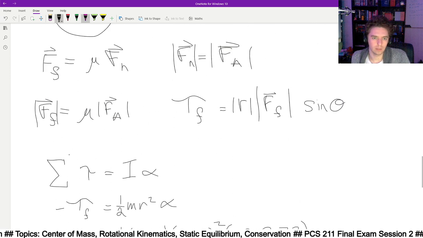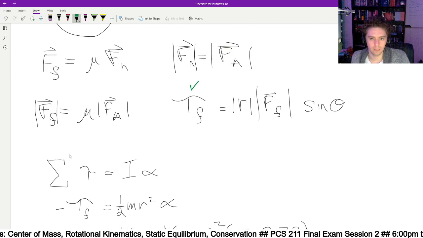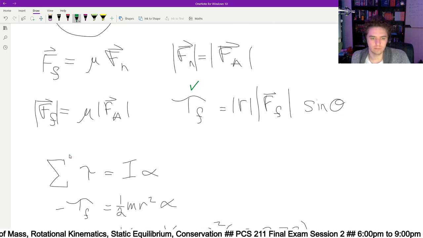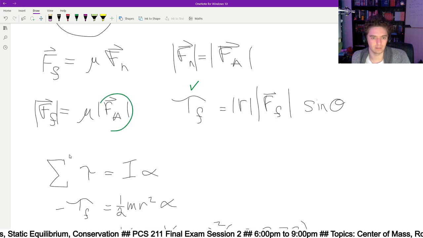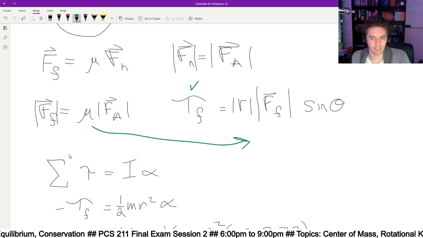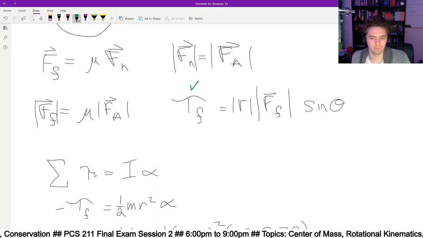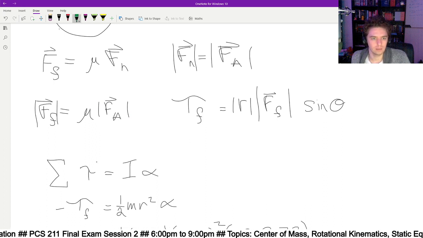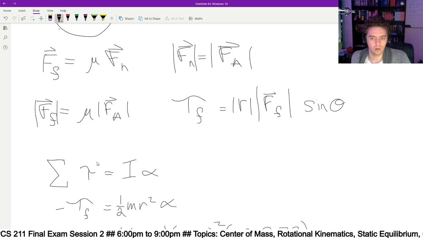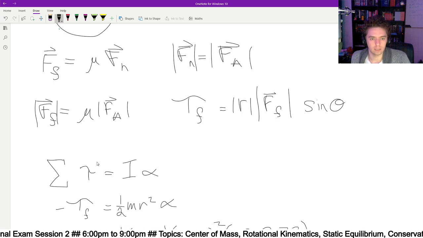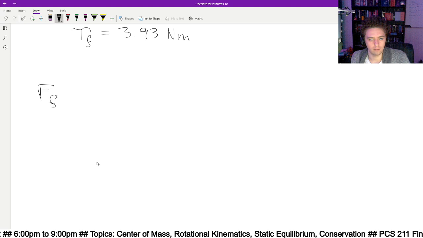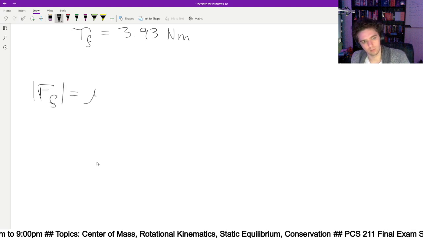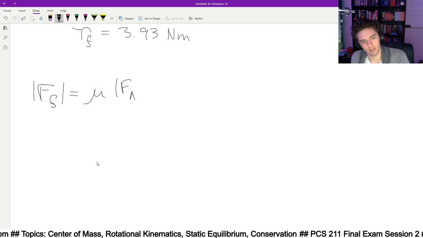Okay, so now we know this equation, right? So what we're solving for is FA. Sorry, we're solving for FA. I'm going to take this, plug that into there, and then just rearrange for FA, because we know everything else. So Ff is mu Fa, so I'll just write that over here: the magnitude of Ff equals mu times the magnitude of Fa.